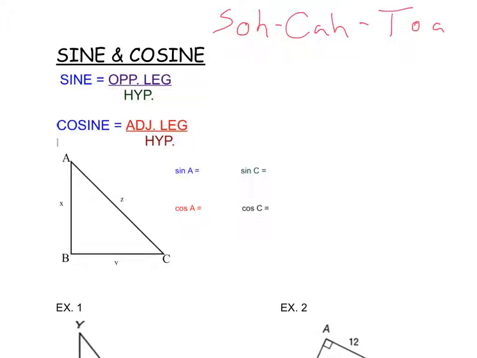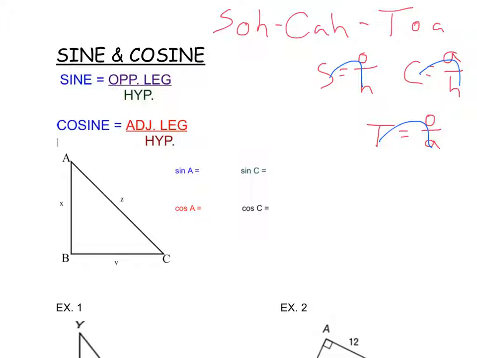And you'll remember that the sine ratio is equal to the opposite side over the hypotenuse. That's where we get the SO. The cosine ratio is the adjacent leg over the hypotenuse, and the tangent ratio is the opposite side over the adjacent side. So that's where we get SOHCAHTOA.